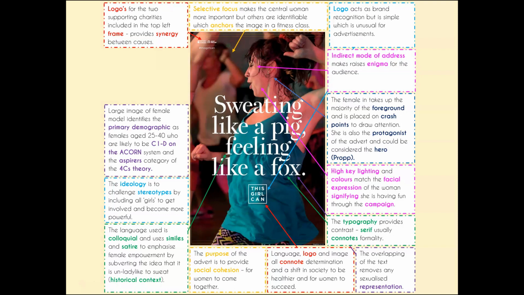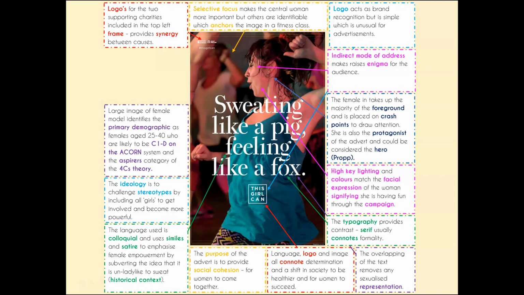Now, one of the ways that they do that is through this large image of the female model, and she's designed to represent the primary demographic, who are females aged 25 to 40. They're likely to be C1 to D on the ACORN or ABC1 system, and they're also likely to be aspirers.